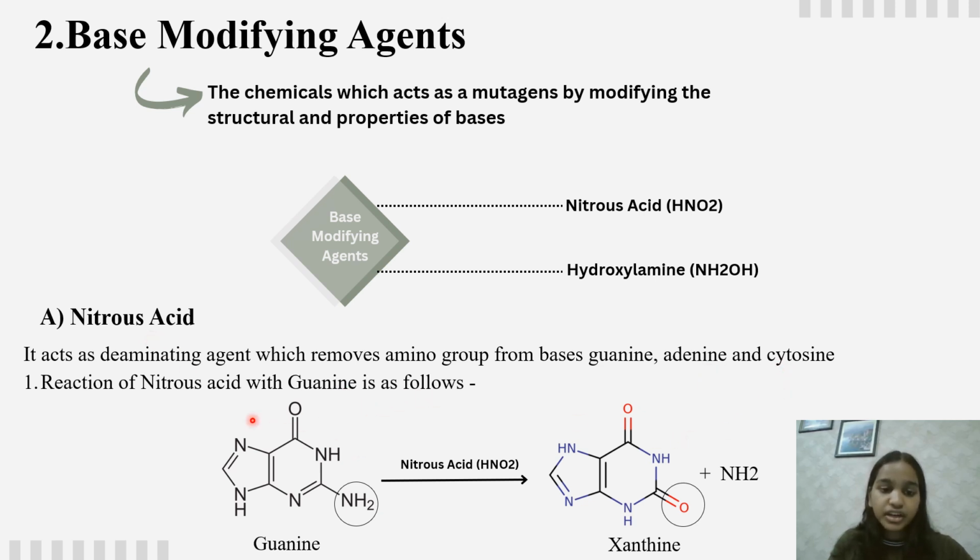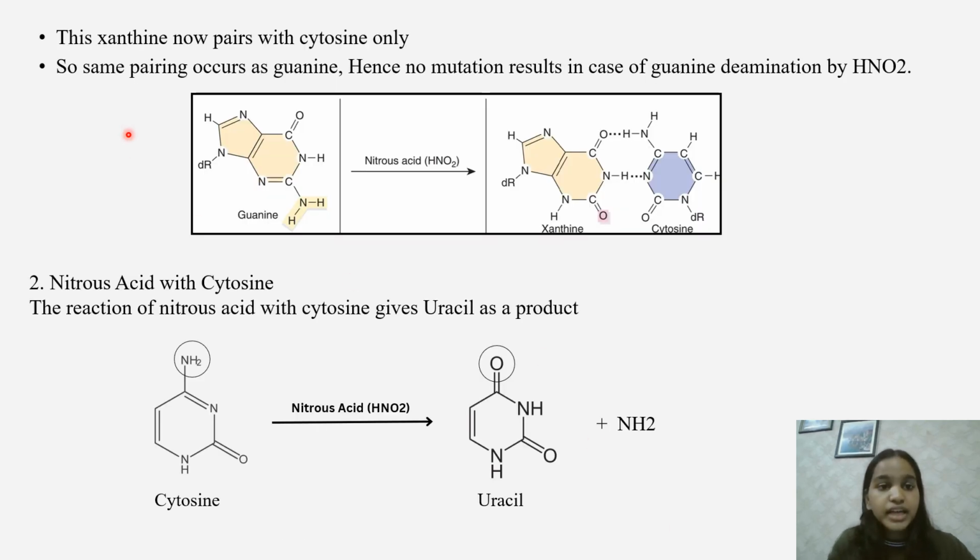So when nitrous acid reacts with guanine, it removes the amino group from this carbon and adds an oxygen group. This makes up the xanthine as a product. The formed xanthine now pairs with cytosine only. So the same pairing occurs as guanine. Hence no mutation occurs in this case.